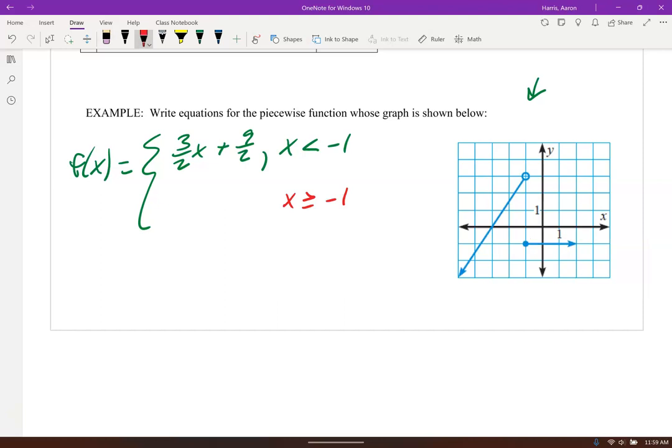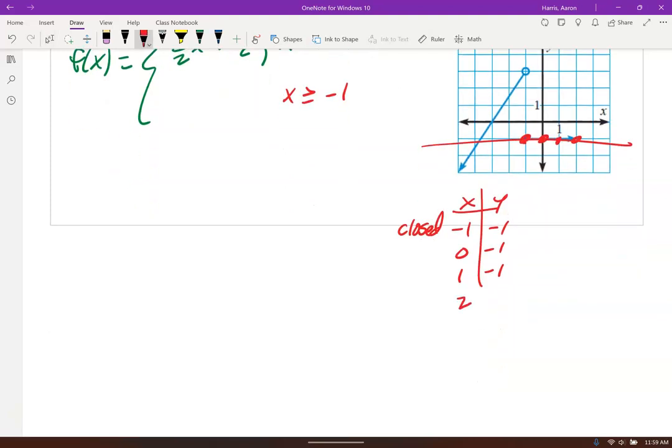So what's the equation of that horizontal line? Well, let's look at a few of those points. I have the point negative 1, negative 1. It's closed. I also have 0, negative 1. I also have 1, negative 1. I have 2, negative 1, and so on. Notice all these y values. Y is always negative 1. Y equals negative 1 whenever x is greater than or equal to negative 1.